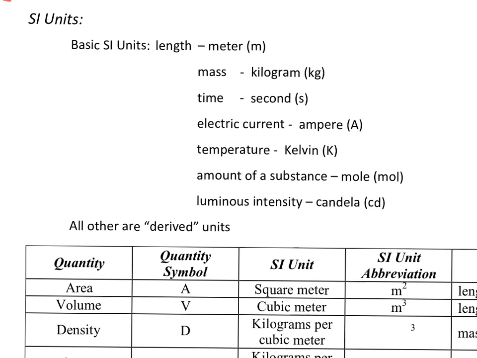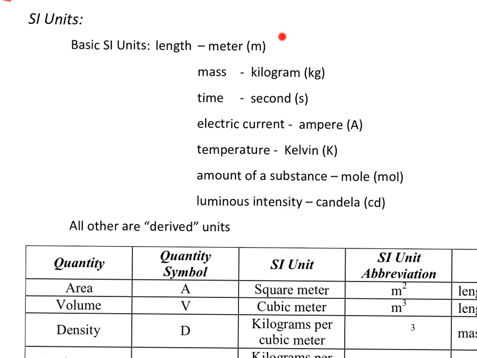So there are basic SI units for length, mass, time, electric current, temperature, amount, and intensity. So let's go over those real quick. You do need to know what the SI unit for each of these is. And so for length, the SI unit is meter, and the symbol for meter is lowercase m. For mass, the SI unit is kilograms, that's kg.